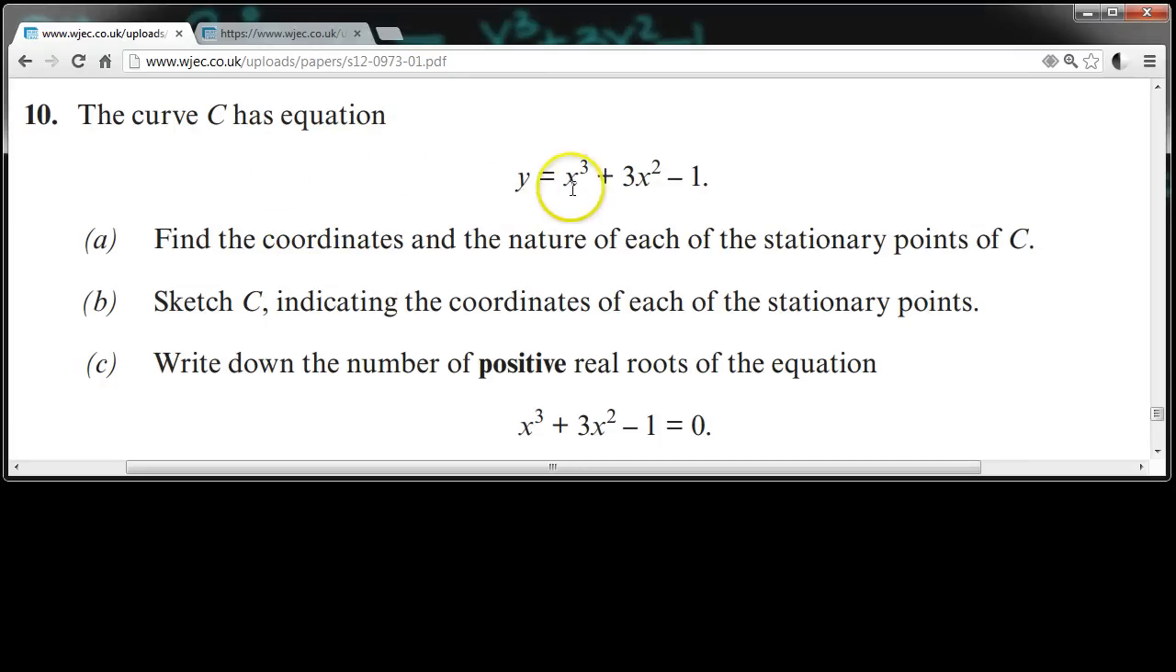The curve C has the equation y equals x cubed plus 3x squared minus 1. A. Find the coordinates and the nature of each of the stationary points of C. B. Sketch C, indicating the coordinates of each of the stationary points. C. Write down the number of positive real roots of the equation x cubed plus 3x squared minus 1 equals 0.